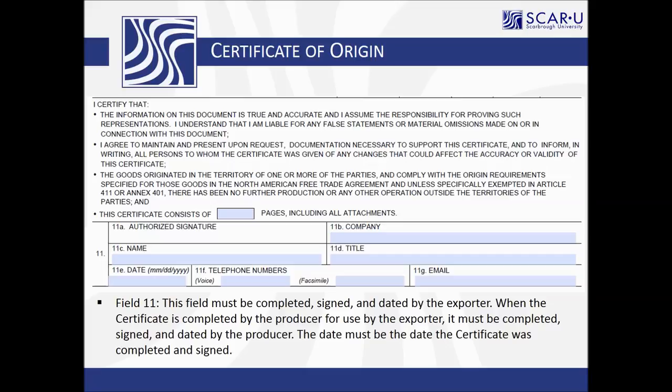But one, the information on this document is true and accurate, and so I, this person, assume the responsibility for proving such representation. I understand that I am liable for any false statements or material omissions made in connection with this document. So know what you're doing. This also goes back to if you're accepting these, we tell people who signed them, right? Did someone with knowledge actually sign it?